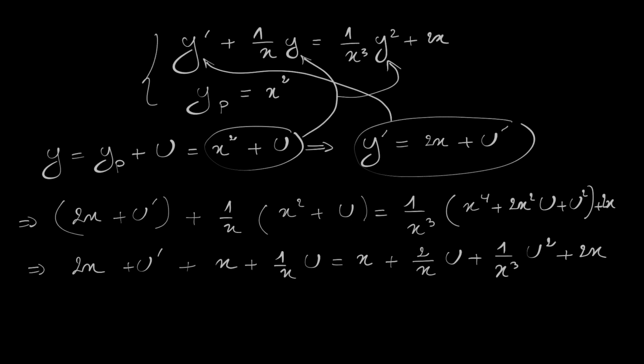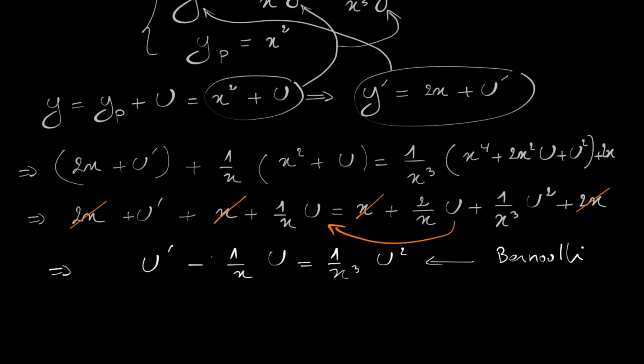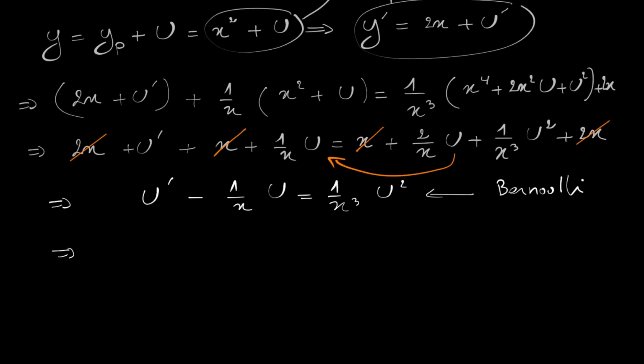Okay, we can remove this and this and this. I am going to write this on the left side, and we obtain this equation, which is a Bernoulli equation. Now we divide everything by u squared.